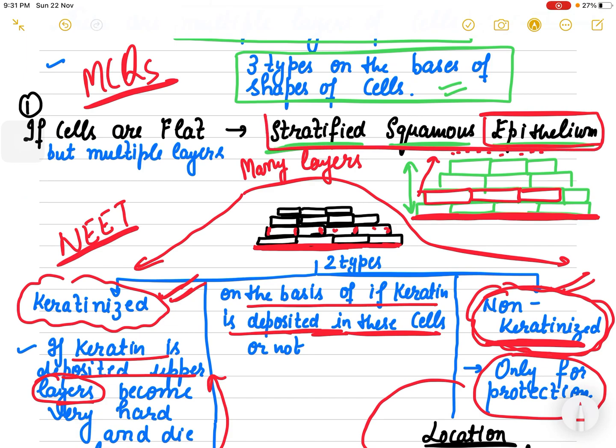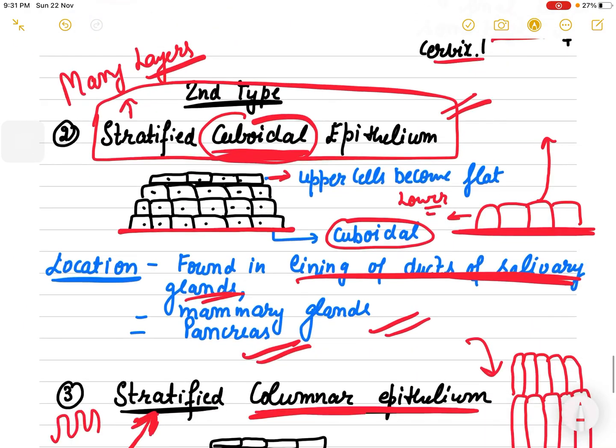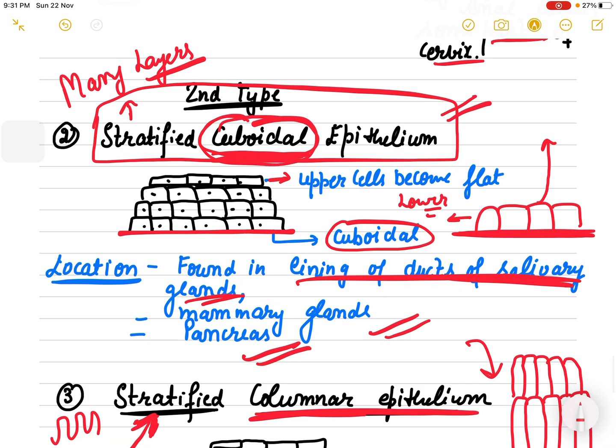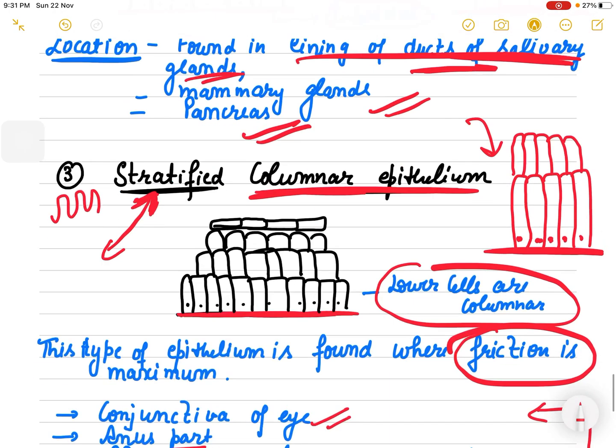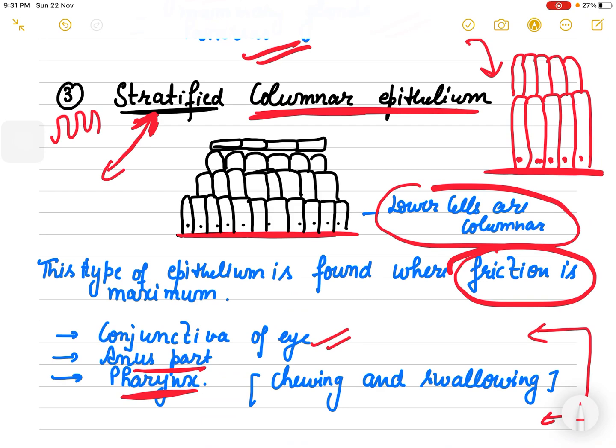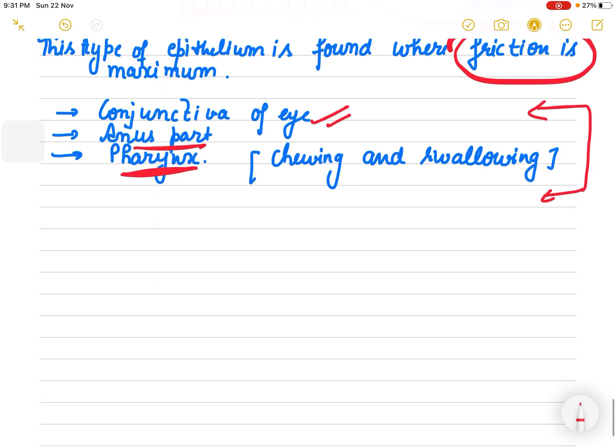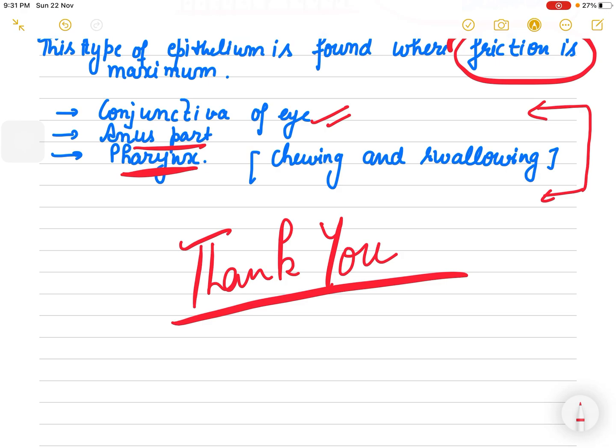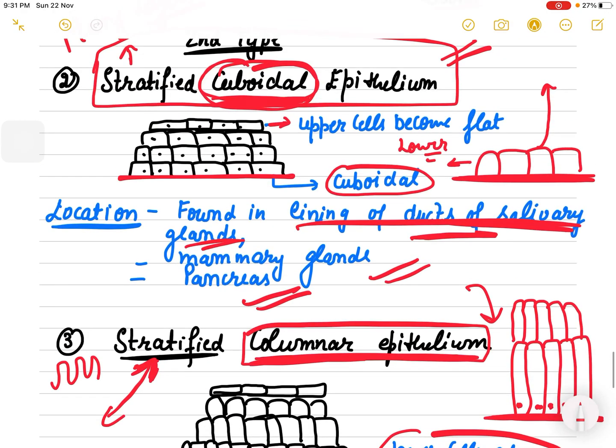First is the squamous, very flat layers. Then the cuboidal, which is found in the mammary glands, mainly in the ducts, and the pancreatic ducts. And third, where lots of friction is there. So in the next lecture we will start with the cell junctions, right? And we will discuss a few more points.